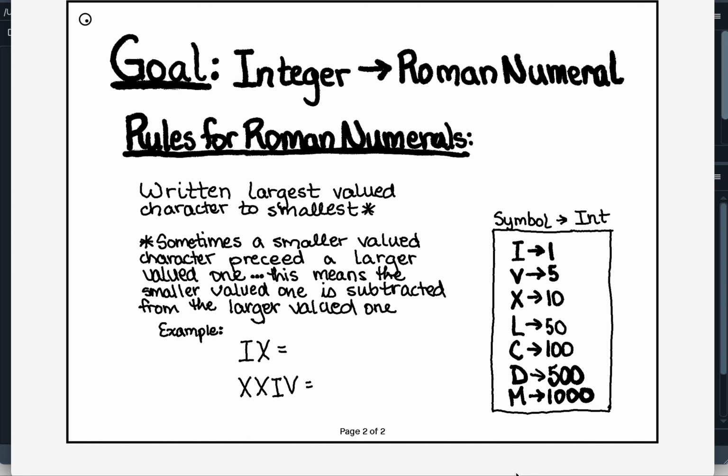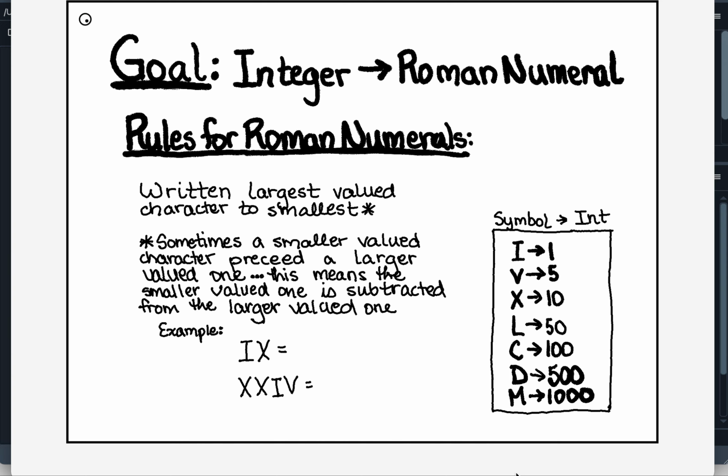So our goal is to convert an integer to a Roman numeral, and in order to accomplish this, we need to understand the rules for Roman numerals. Roman numerals are written from the largest valued character to the smallest valued character.